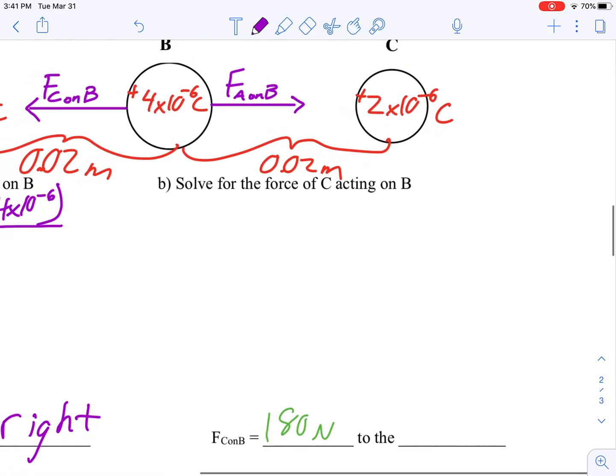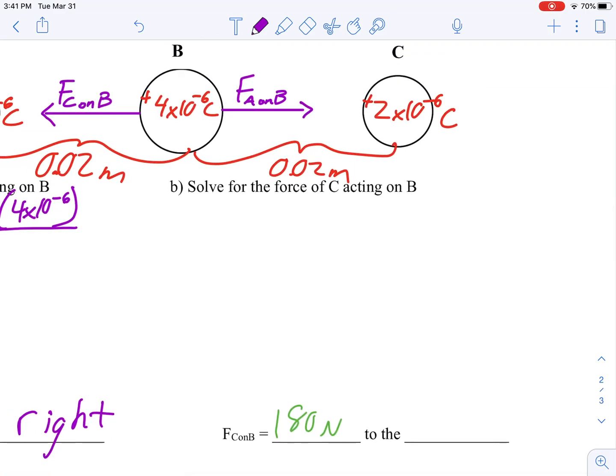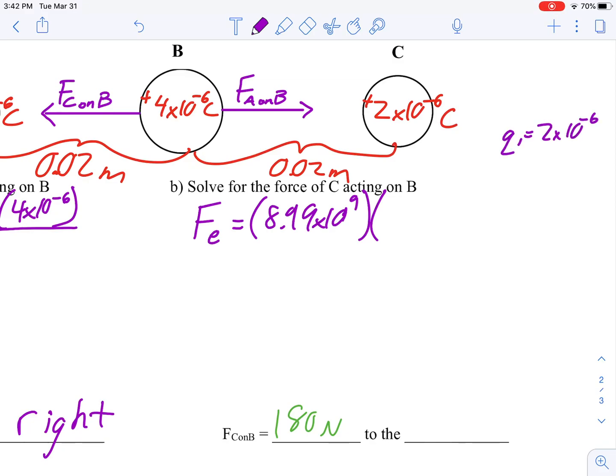Now let's do the same thing here for the force of C acting on B. So we're just looking at those two spheres. We have the electrostatic force equals K, which doesn't change, 8.99 times 10 to the ninth. We'll call C Q1. So Q1 is 2 times 10 to the negative 6 coulombs. Q2 will be B, though it doesn't matter which is which, 4 times 10 to the negative 6 coulombs. It doesn't matter because multiplication is, I don't remember what the word is, commutative. Whichever math property it is where switching the order doesn't make a difference.